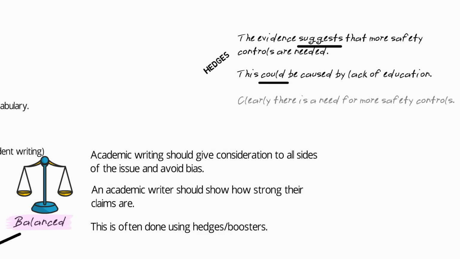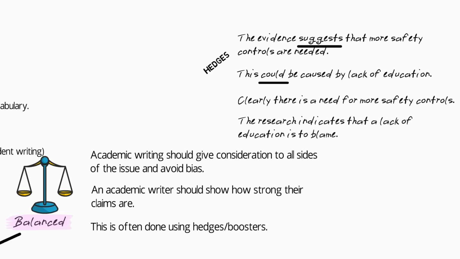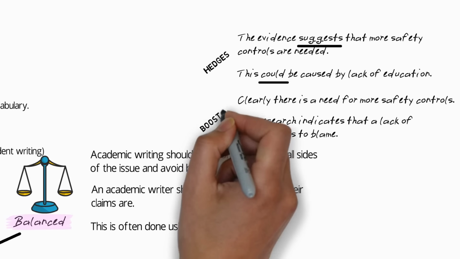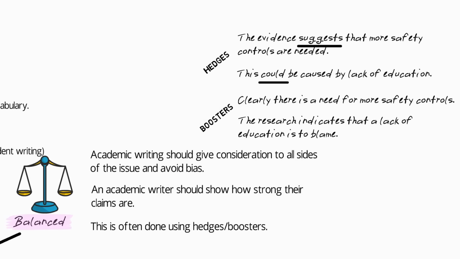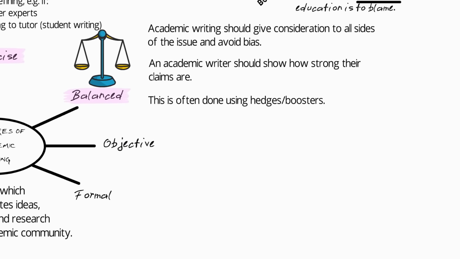Clearly there is a need for more safety controls. The research indicates that the lack of education is to blame. So these sentences use boosters. The first one, clearly, the second one, indicates. So showing how strong or certain your ideas are, or how uncertain your ideas are, is a way to give balance to your writing. Next, academic writing should be objective.